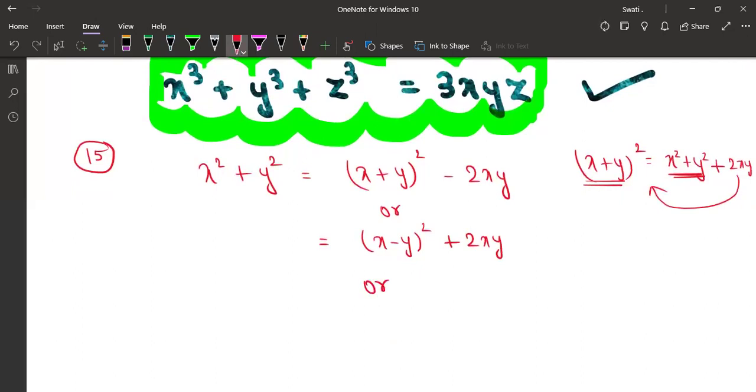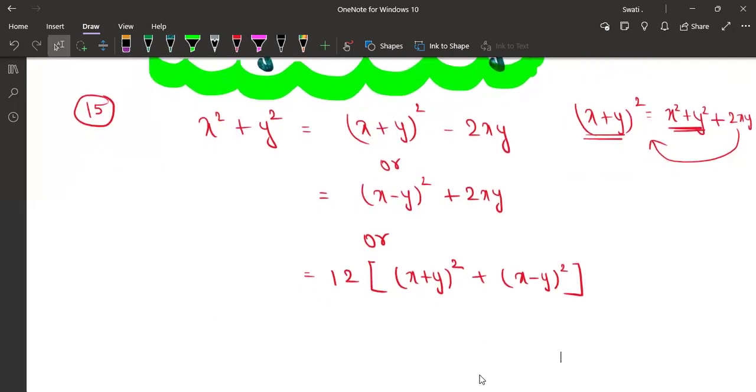Or there is one more formula for this, which is a very rare one, which we normally don't use, and that is nothing but 1/2 times in bracket x plus y whole square plus x minus y whole square. This is the formula. So just remember these three formulas. Whatever conditions are given, you can just make use of this.